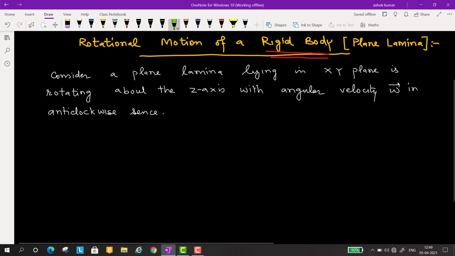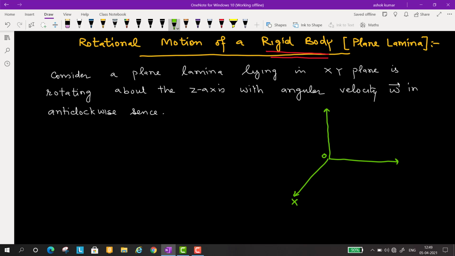So here we draw the diagram. So this is a three-dimensional coordinate system having origin O. This is x-axis, this is y-axis, this is z-axis, and this is our plane lamina, which is in xy plane and which is rotating about z-axis in anti-clockwise sense with angular velocity omega vector.